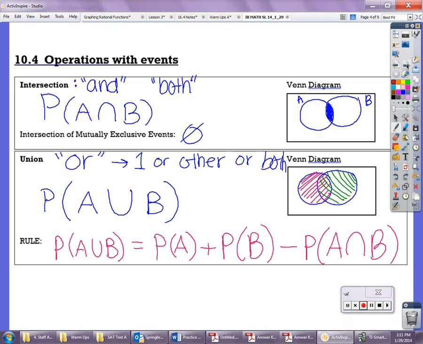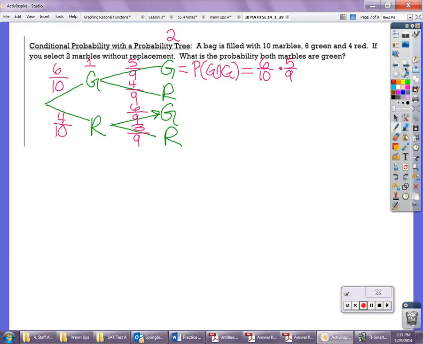Alright, so I am going to finish up what we didn't finish in class, which was, I believe, this last piece. Starting off, I wanted to show you that a probability tree is really nice because you can multiply across branches. So if I want to find the probability of the first one being green and the second one being red, then I can do 6/10 multiplied by 4/9, and so on.